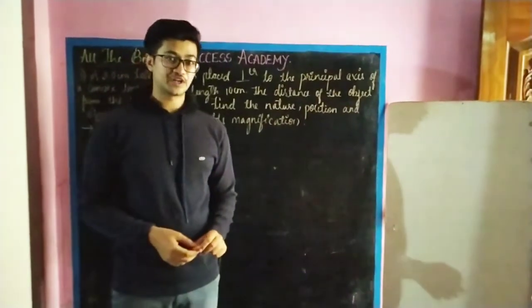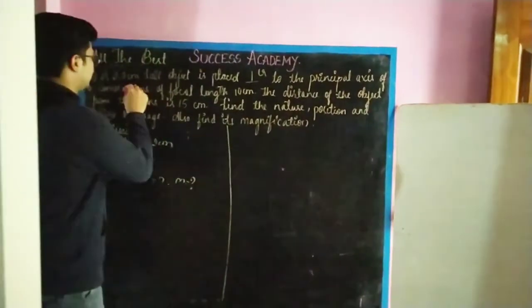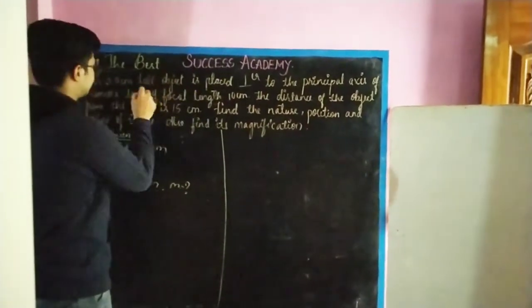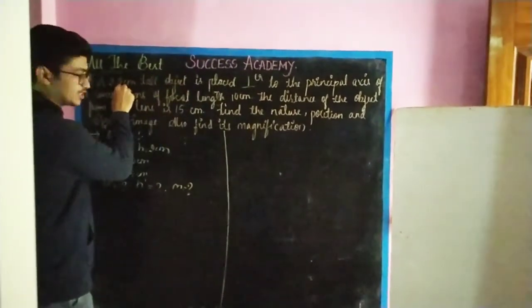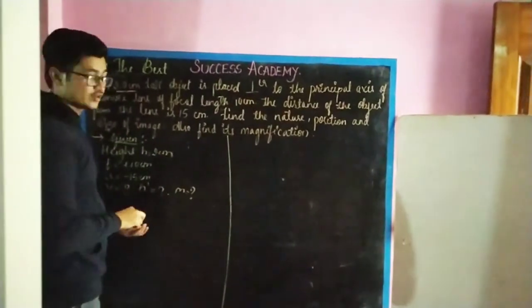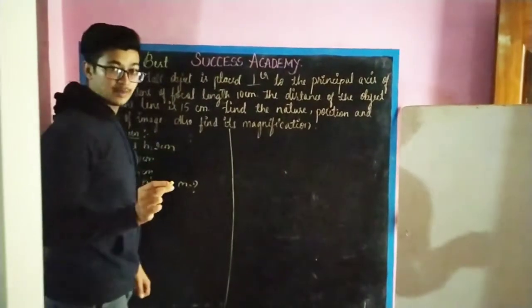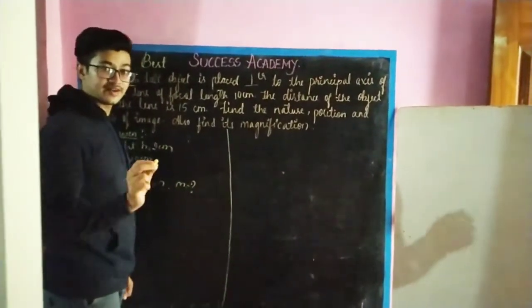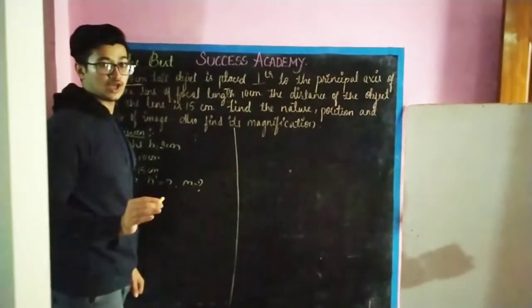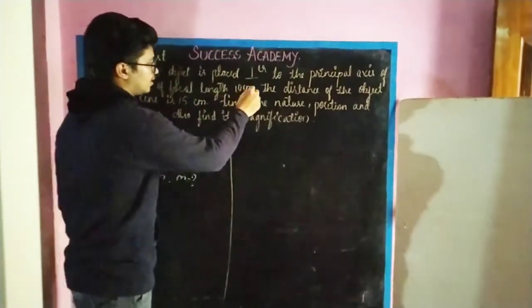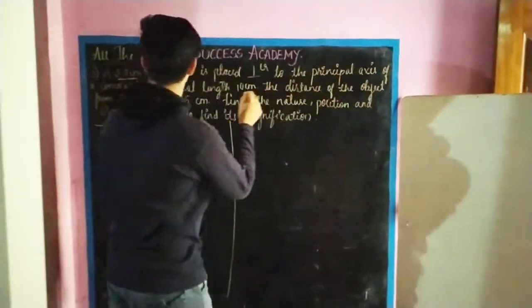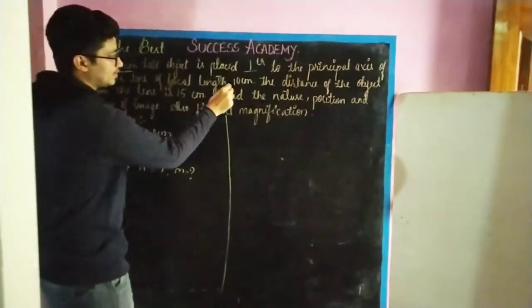Now let us move on to our next problem, friends. A 2 centimeter tall object, which means the height of the object is given. Height of the object h is 2 centimeter. In the exam also, friends, if you read the question properly and understand it, half the problem will be solved. Next, perpendicular to the principal axis of a convex lens of focal length 10 centimeter.